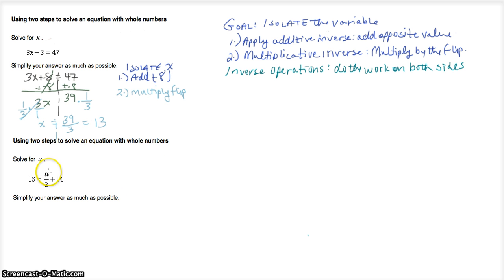Let's look at the next problem. 16 equals u over 2 plus 14. Remember, our goal is to isolate the variable. So we're going to isolate u in this case. We need to apply the additive inverse, and then we need to do the multiplicative inverse.